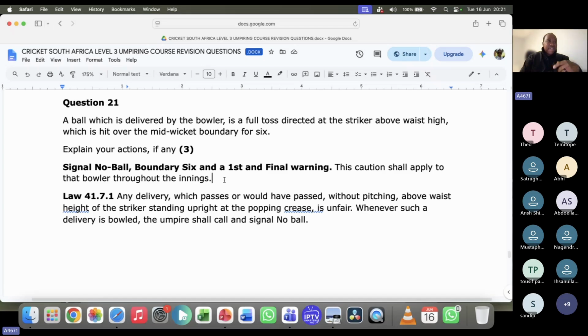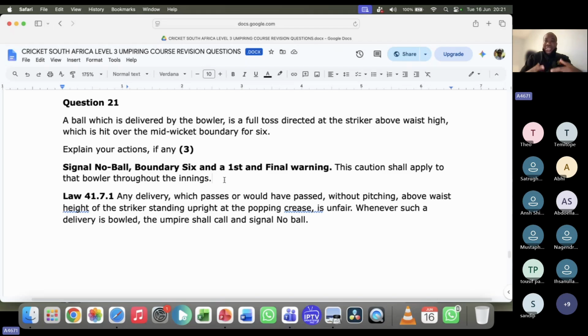If it was a full toss above waist height, but it was not directed at the striker, we would not give a first and final warning. Good umpiring practice in that scenario would be to show that it was not directed at the striker. So just show whichever side of the striker that the ball passed, that it went that side of the striker. That is why you are not giving a first and final warning.